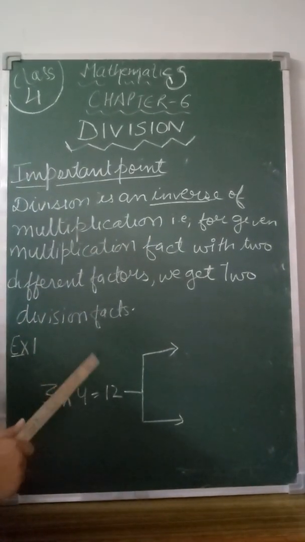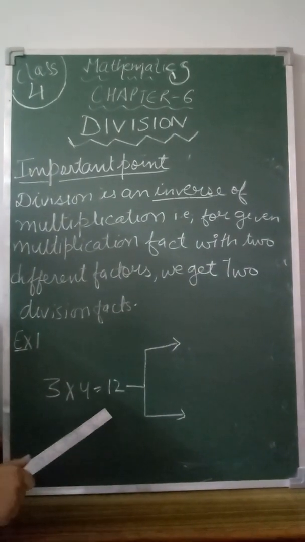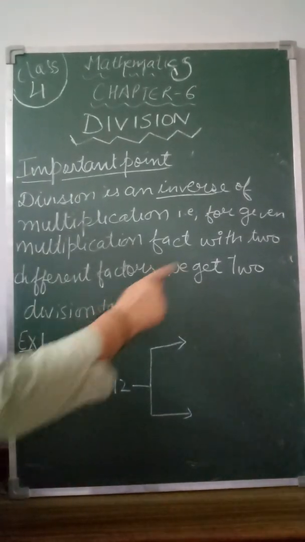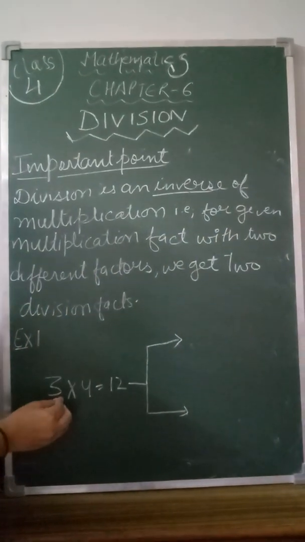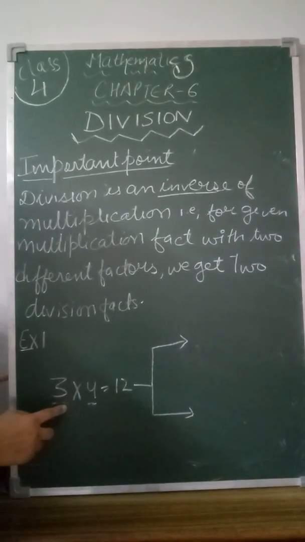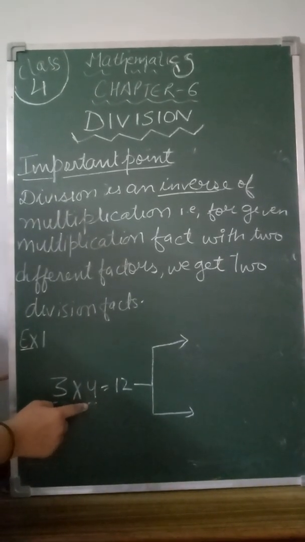We can prove this. For a given multiplication fact, so this is the one multiplication fact: 3 multiplied by 4 equals 12. This is the one multiplication fact with 2 different factors. They have 2 different factors, 3 and 4, 2 different numbers. This is a multiplication fact with 2 different numbers, with 2 different factors.